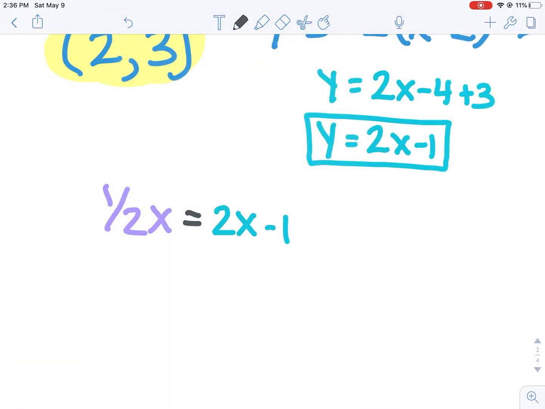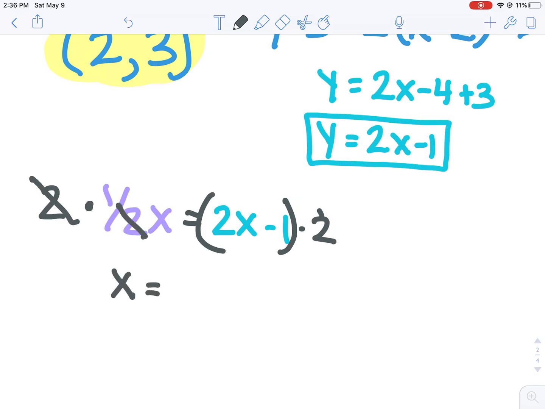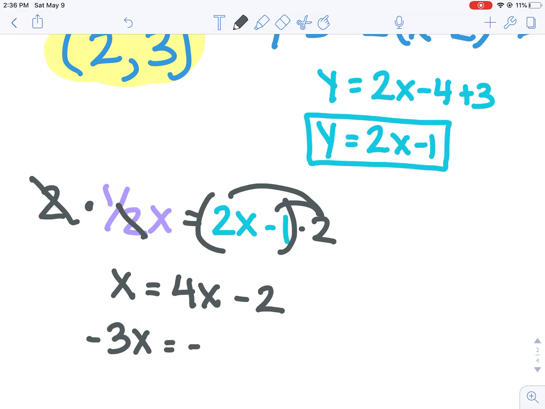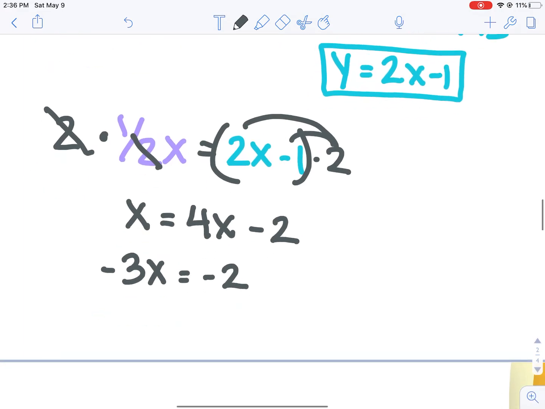And the first thing I'm going to do anytime I have a fraction is clear that fraction. So I'm going to multiply both sides by 2. That will drop out and I'll get x over here. Distribute that and I have 4x minus 2. If I subtract my 4x, I get negative 3x equals negative 2, which means x must equal 2/3.